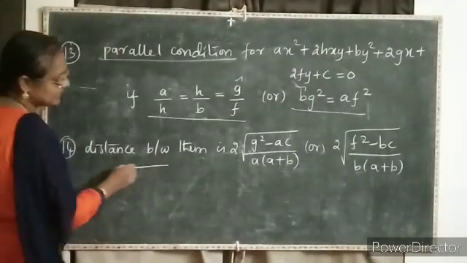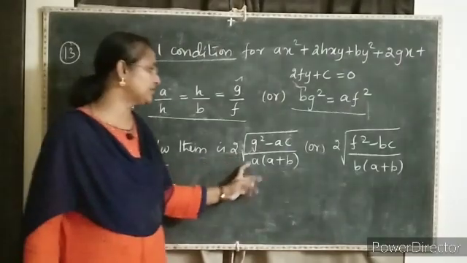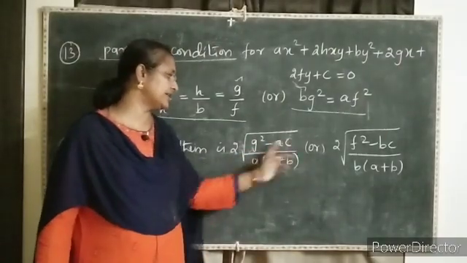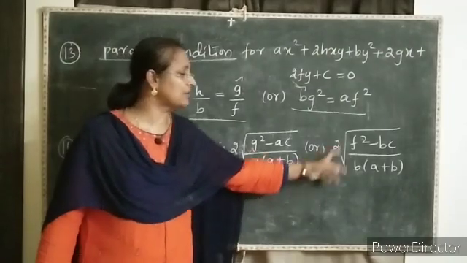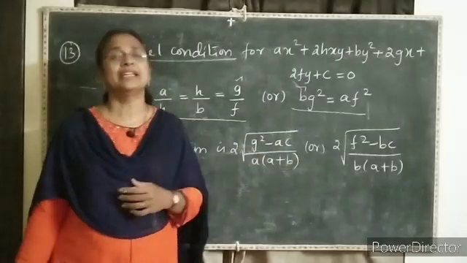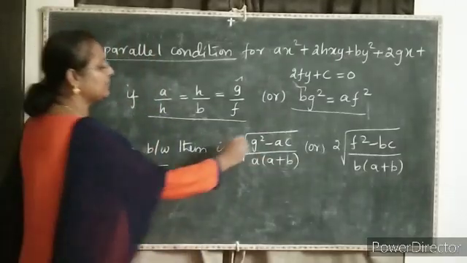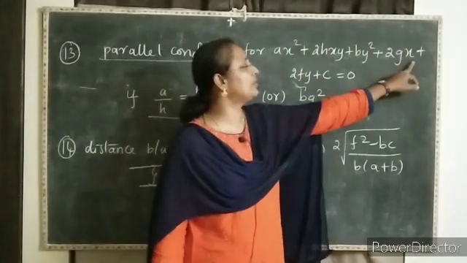In order to find the distance between two parallel lines, the formula is given by 2 into square root of g squared minus AC divided by A into A plus B, or 2 into square root of f squared minus BC divided by B into A plus B. So, we know what is g, what is f, isn't it? g is a coefficient of x.